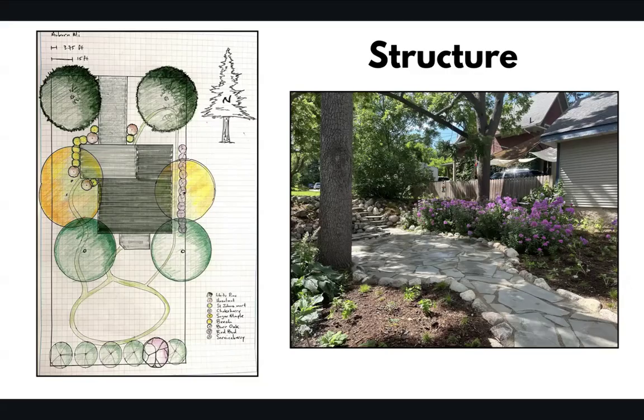So, if we're thinking about design and structure, one thing you can think about, as this design shows, is where are you placing the trees and what are they doing in the landscape? And then where are you putting the paths? How is a person moving through the landscape?